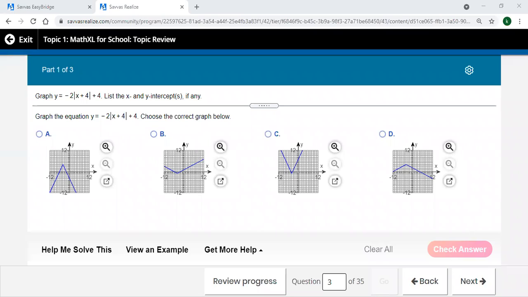All right, here we go. Topic 1, Algebra 2, topic review, and getting ready for the exam here, checking to see if we know how to do everything that's going to show up on the exam.